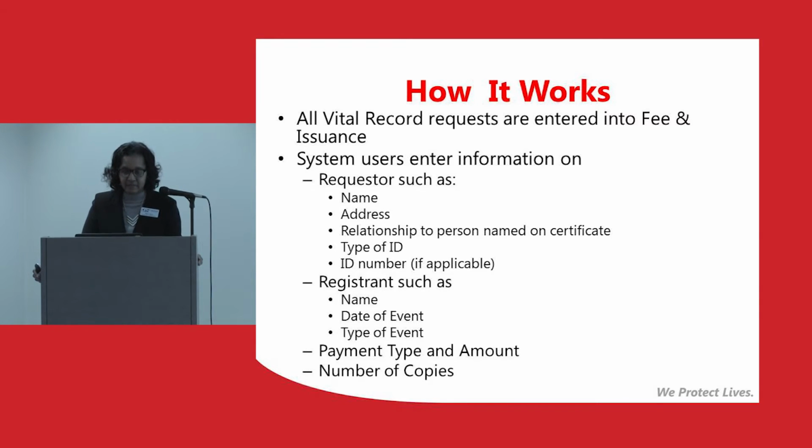making it easier for you to process your orders. The second part of the process is to enter the information on the registrant. So that pretty much is the same as we're doing now. You always enter the name on the certificate, you would enter the date of the event, and you would also, in a drop-down menu, select the type of event that you're generating a certificate for. And then finally, there is payment information. Again, much of it is drop-down: the payment type, the number of copies, and in this module, it will generate the amount to be collected based on the number of copies and the type of transaction you're processing that day in your office.